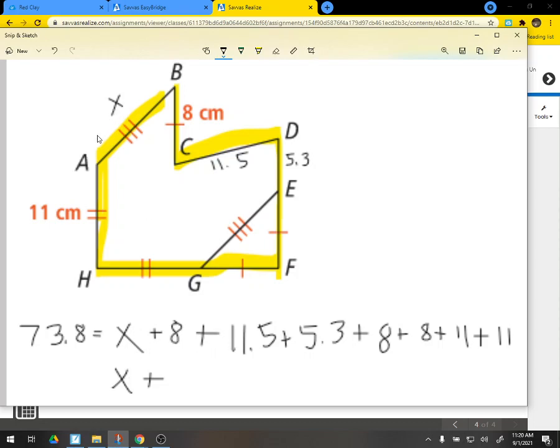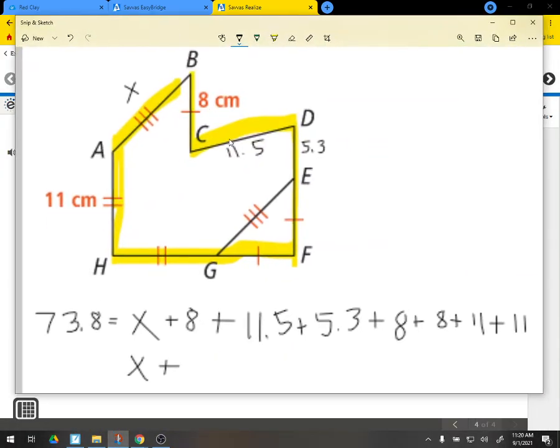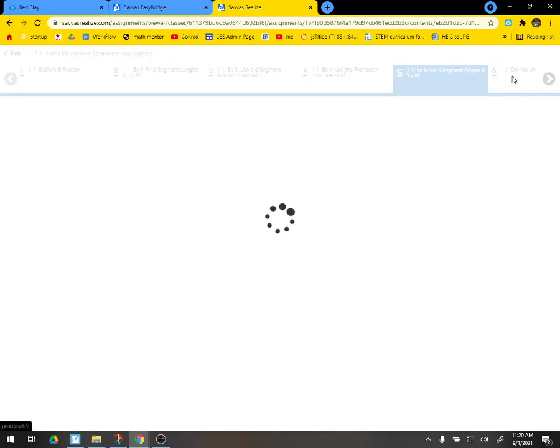The thing is, the question asks us for what GE is. The question actually asks us, hey, what's GE? But look, it's got a triple line. So whatever x equals, it's the same thing that GE would be. So whatever you got, you know, your numbers might be a little bit different from mine, but that's the idea. You go through, you do it, boom, you got it. So then we get to our do you understand at the end.